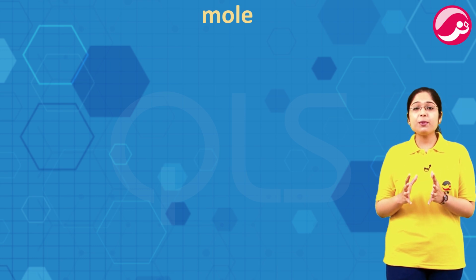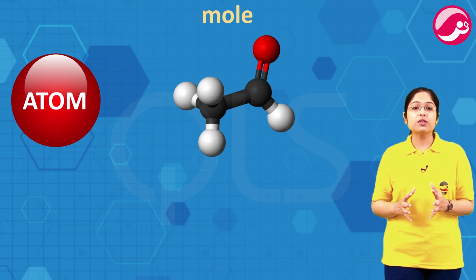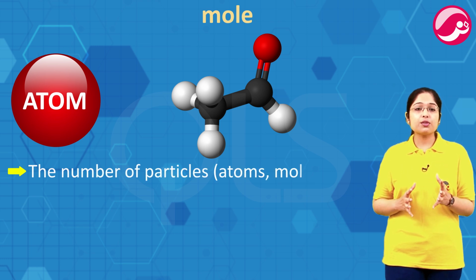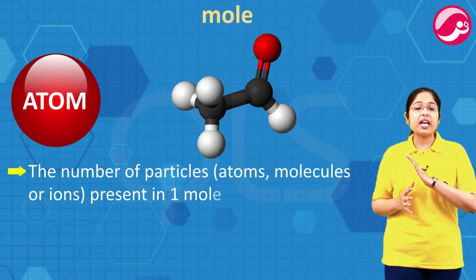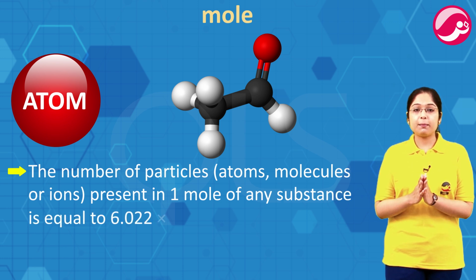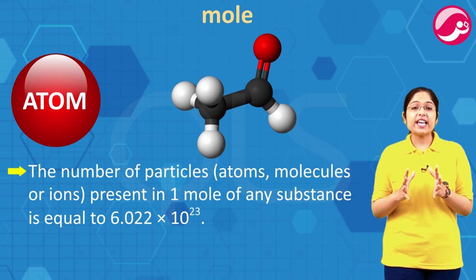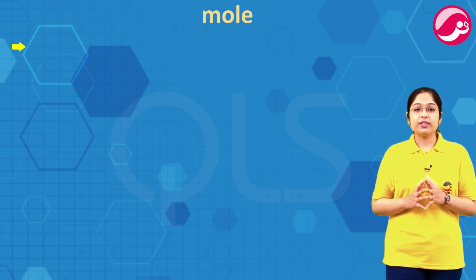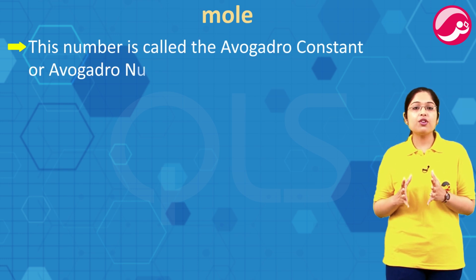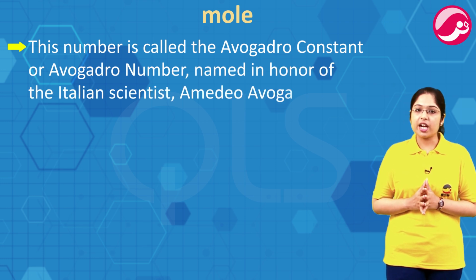It provided a simple way of reporting a large number, the massive heap of atoms and molecules in a sample. The number of particles, atoms, molecules or ions present in 1 mole of any substance is equal to 6.022 multiplied by 10 raised to the power 23. This is an experimentally obtained value. This number is also called the Avogadro constant or Avogadro number, named in honor of an Italian scientist Amedeo Avogadro.